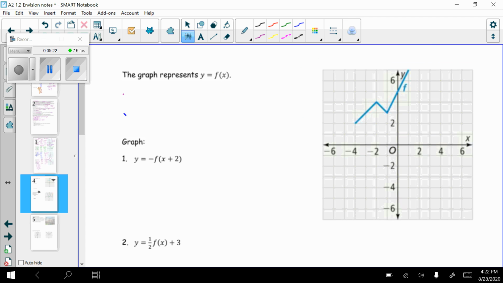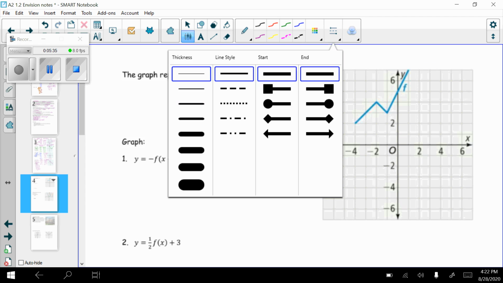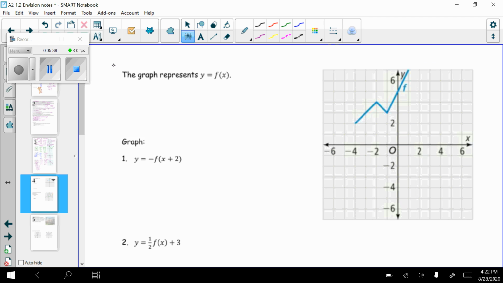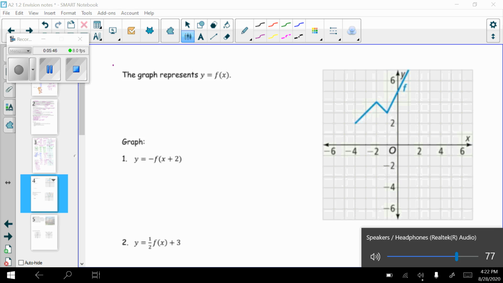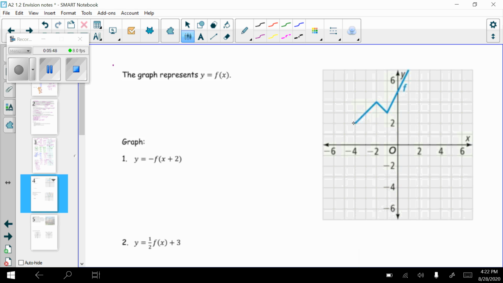So now we're going to look at the next page. Here they give us a function, the graph, and they ask us to graph transformations based off of that. We don't know what the original equation is, and that's fine. We can go ahead and, off of the graph that they do give us, look at these points to put in our XY table.